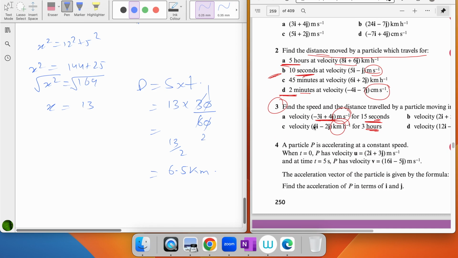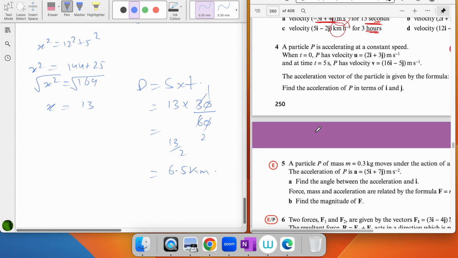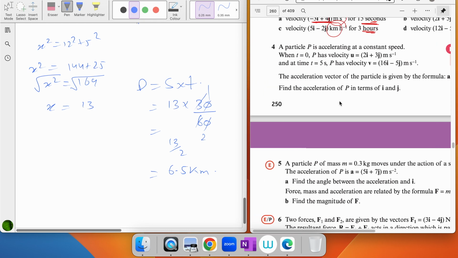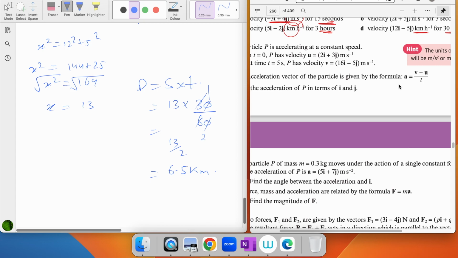Question 4. A particle P is accelerating at a constant speed. When t is equal to 0, the particle has velocity u. At time t is equal to 5, the particle has velocity this. The acceleration of the particle is given by the formula: acceleration is v minus u over t. Find the acceleration of the particle. So first we need to find v and u, v minus u by t.